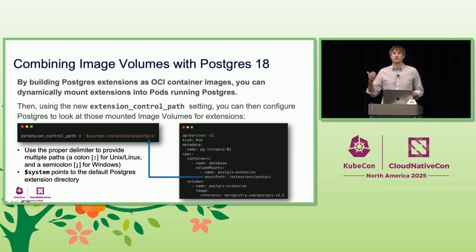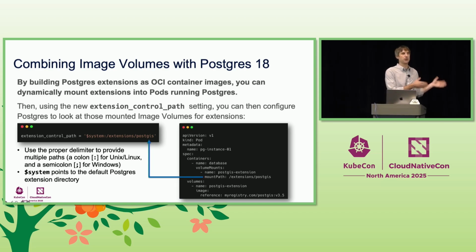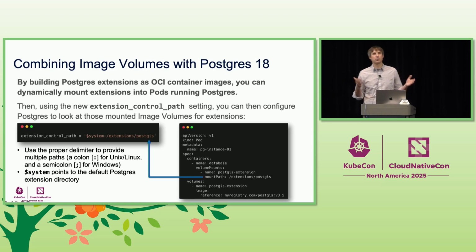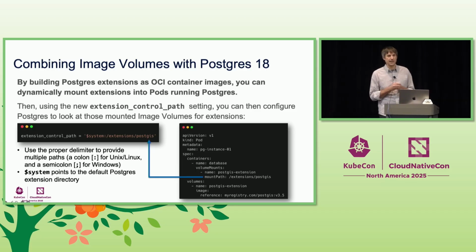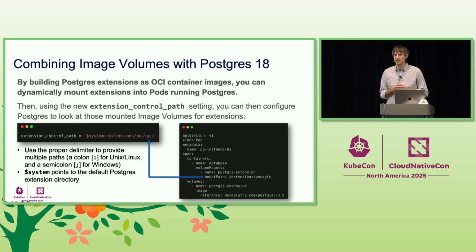So now that we've introduced both Postgres extensions, including the changes made to Postgres extensions in Postgres 18, as well as Kubernetes image volumes, let's tie it all together. By building extensions as OCI container images, we can dynamically mount extensions into pods running Postgres. And by using the new extension control path setting in Postgres 18, we can then configure Postgres to look in those mounted image volumes for extension files. And that's exactly what you see on the screen here.